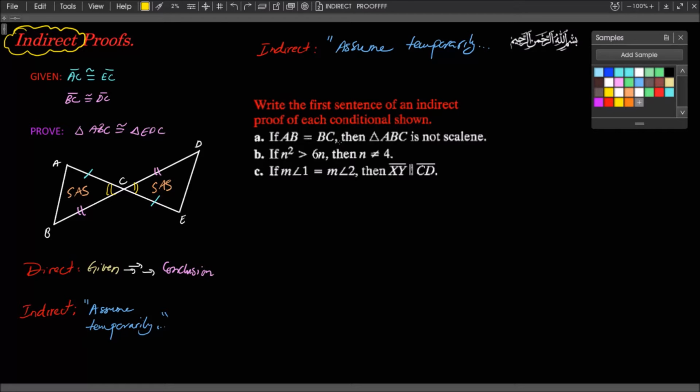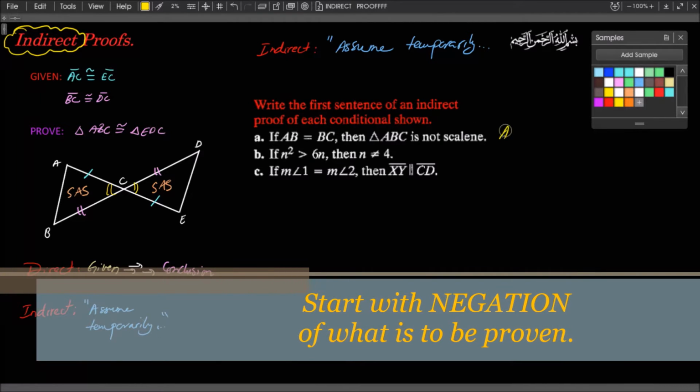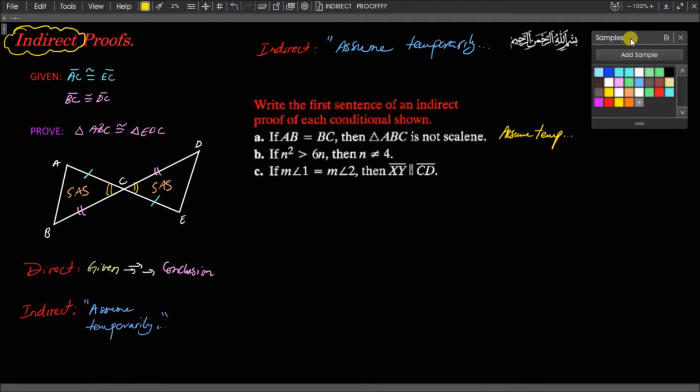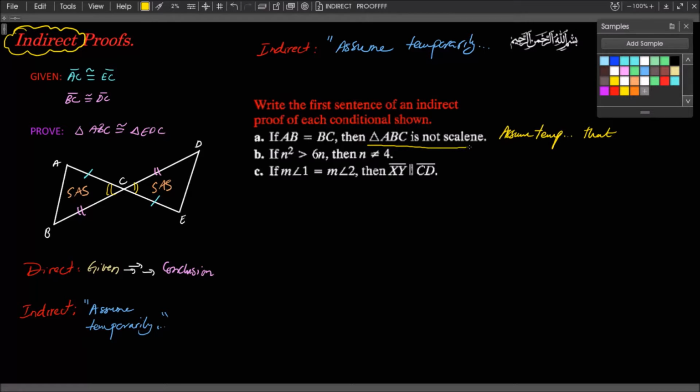If AB equals BC, then triangle ABC is not scalene. The first statement of the indirect proof would be, assume temporarily that triangle ABC is scalene. That would be the first statement. And the second example: if n squared is greater than 6n, then n does not equal 4. Now we would start this proof as, assume temporarily that n equals 4.